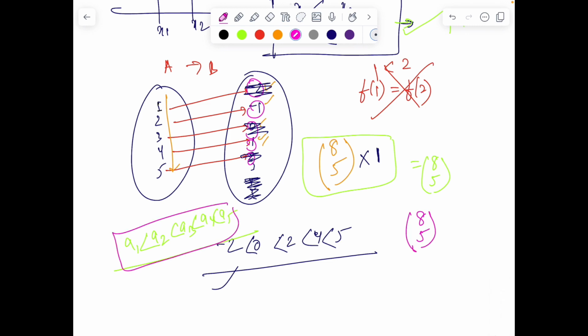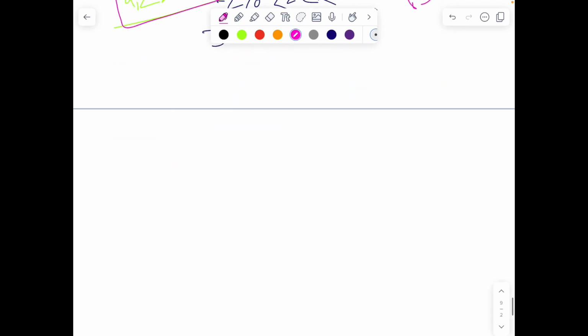Okay, what about restricted decreasing? It's still 8C5, because again, once you select 5 objects, there is only one way to arrange them in the decreasing order. Okay, now the challenge is, what about the increasing function?